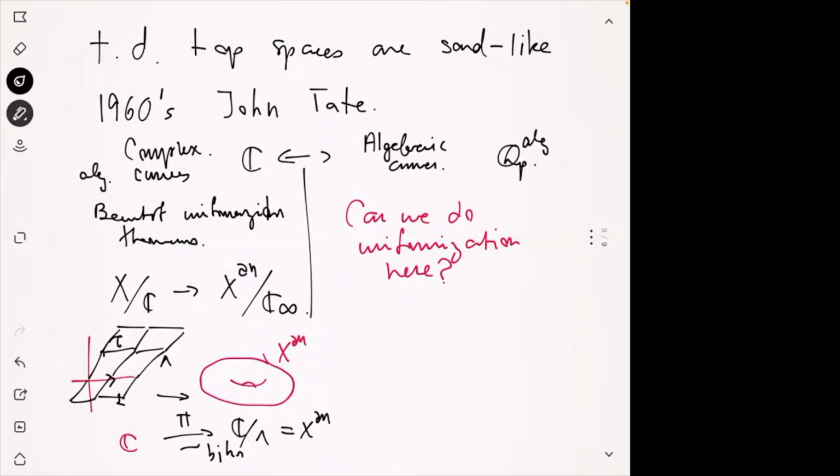So John Tate was trying to recover this kind of theory from the p-adic point of view. So the problem, as we said, is that the topology is not very good.